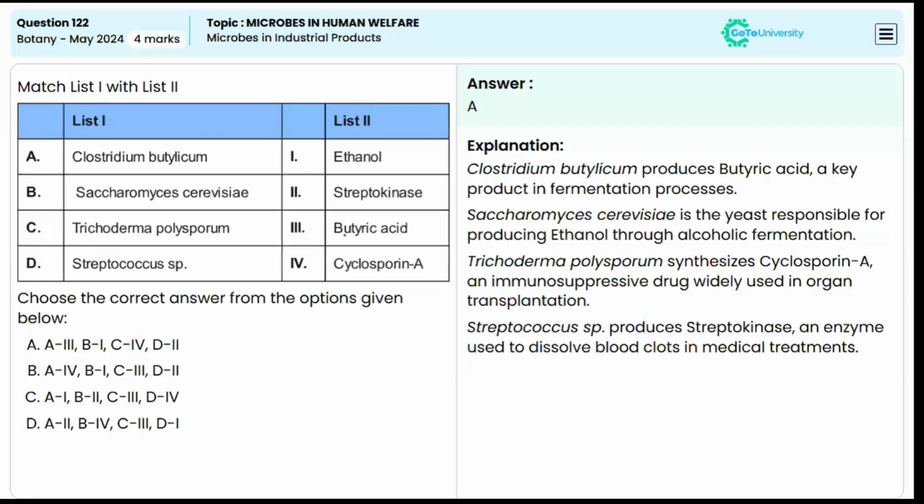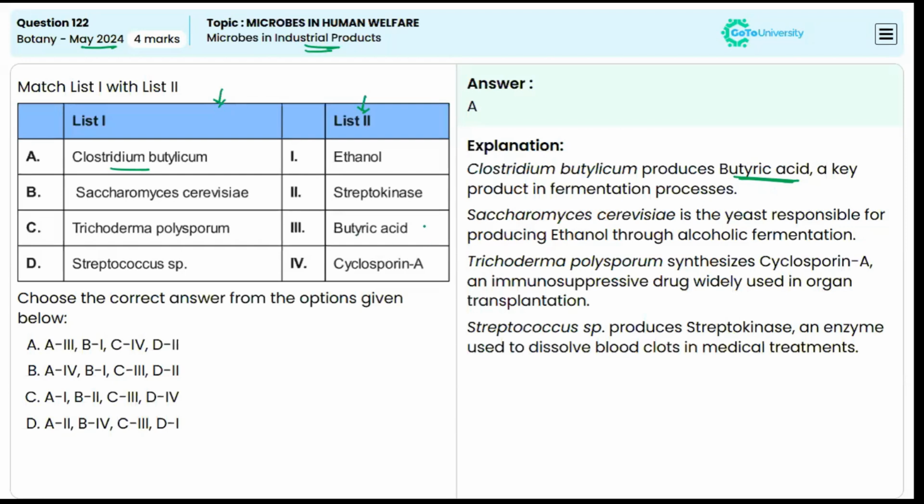So now let's look into a few questions from past papers of NEET exams. And here we have from the topic microbes in industrial products. The question is from May 2024. Now, the question here, you have two columns. In one column, you have the organisms, and in the other you have the products, byproducts of the particular organism. Now, first you have Clostridium butylicum. Actually, Clostridium butylicum is the organism which produces butyric acid, which is a key product in the fermentation process. That is an example of acid fermentation.